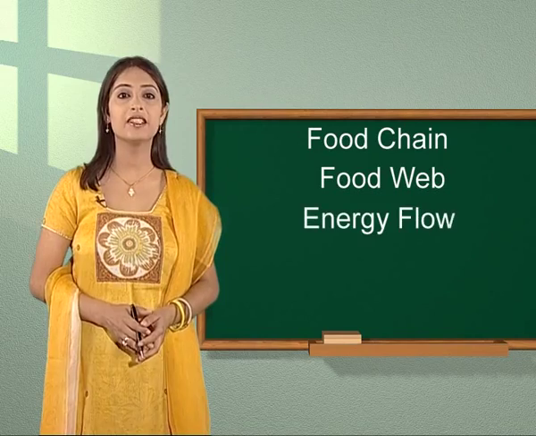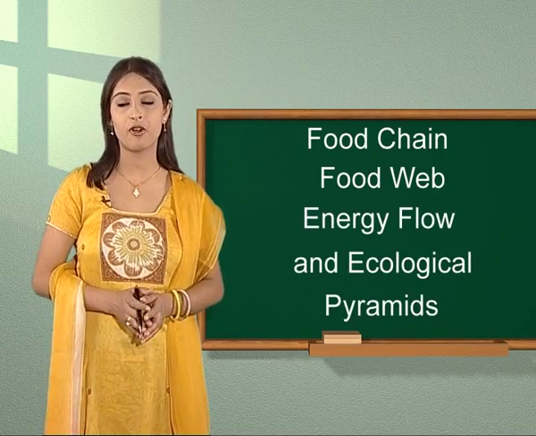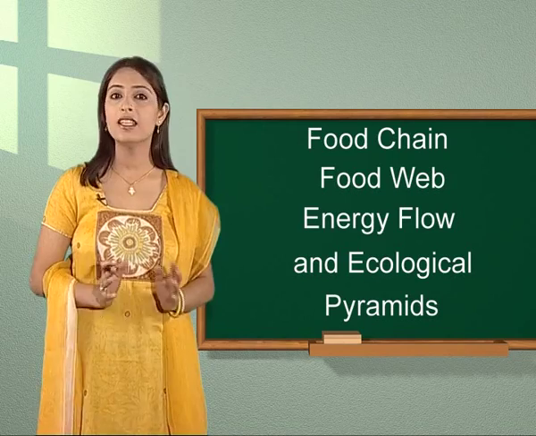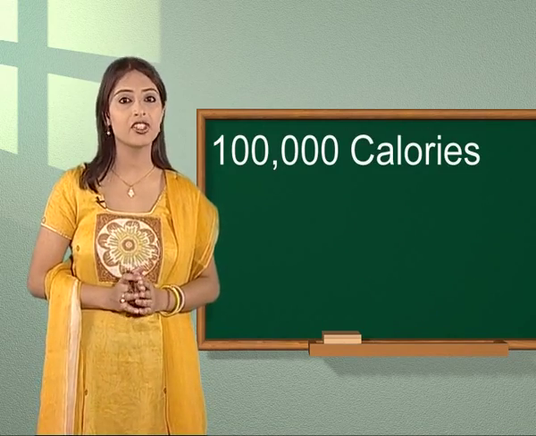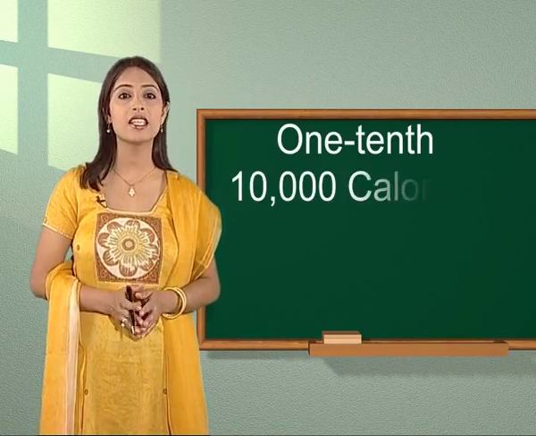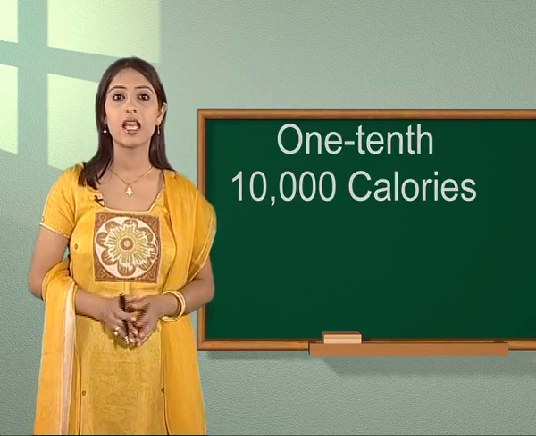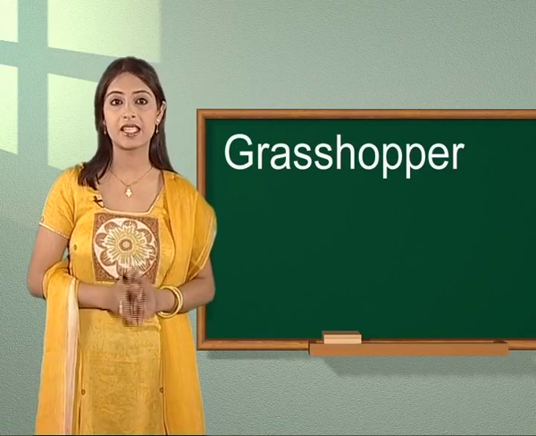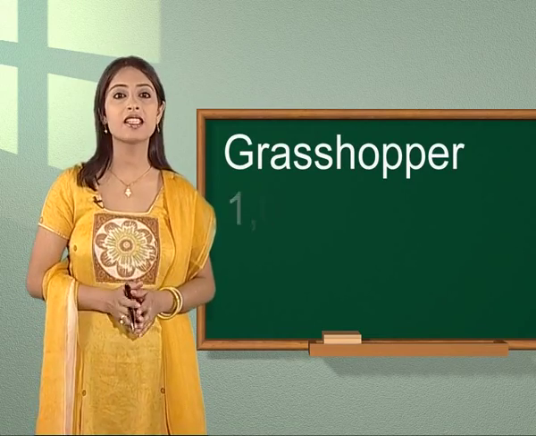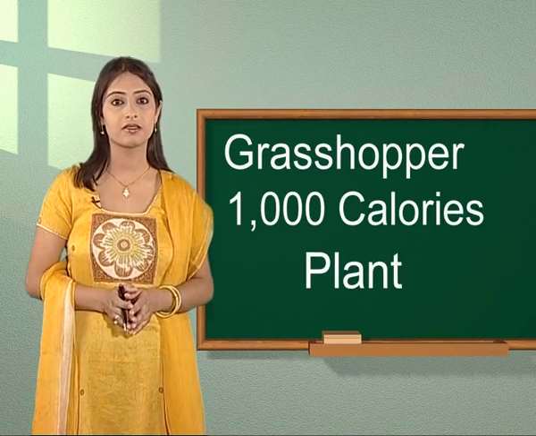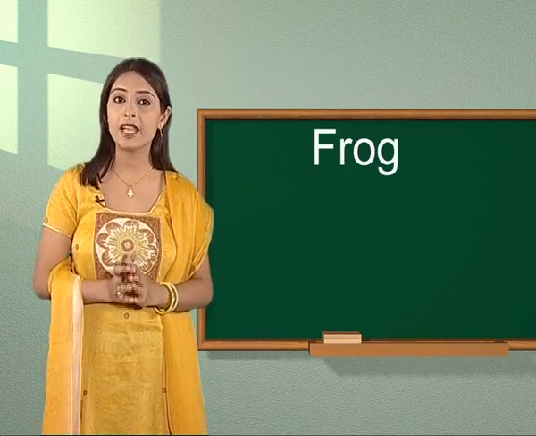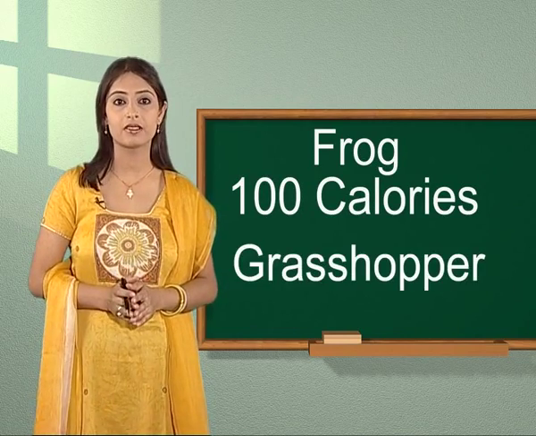Let us recapitulate Lindeman's rule in its simplest form. For example, let us assume the sun provides 1 lakh calories of energy. Out of that, only 1/10, or 10,000 calories, are received by plants or grass. The grasshopper receives 10%, meaning 1000 calories, from the plant. The frog gets 10%, meaning 100 calories, from the grasshopper.